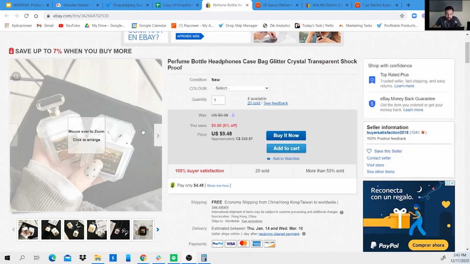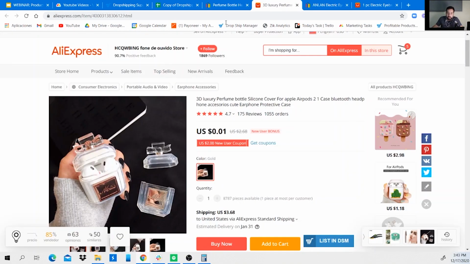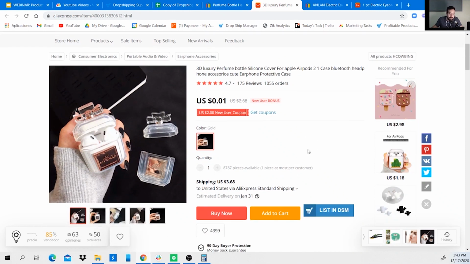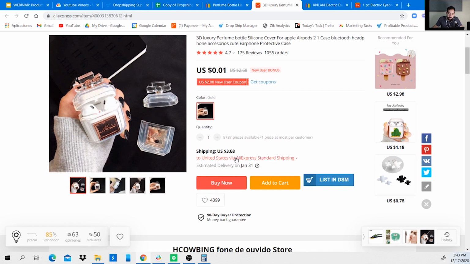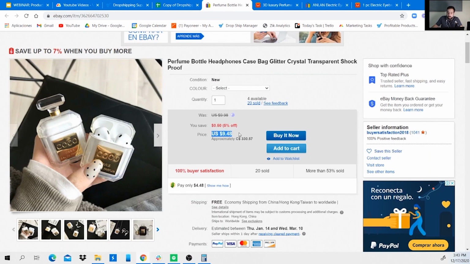For the fourth example, guys, we have this headphone case right here. This is worth $9.48 on this seller's page on eBay. Now, if we're trying to find this same product on AliExpress, we can have it right here for obviously a cheaper cost. It's 0.01 cent. And then when it comes to shipping, you have $3.68 via standard shipping. If we add them up, it's $3.69. Obviously, we don't need a calculator for that. But we can clearly see that this is cheaper than this price over here.